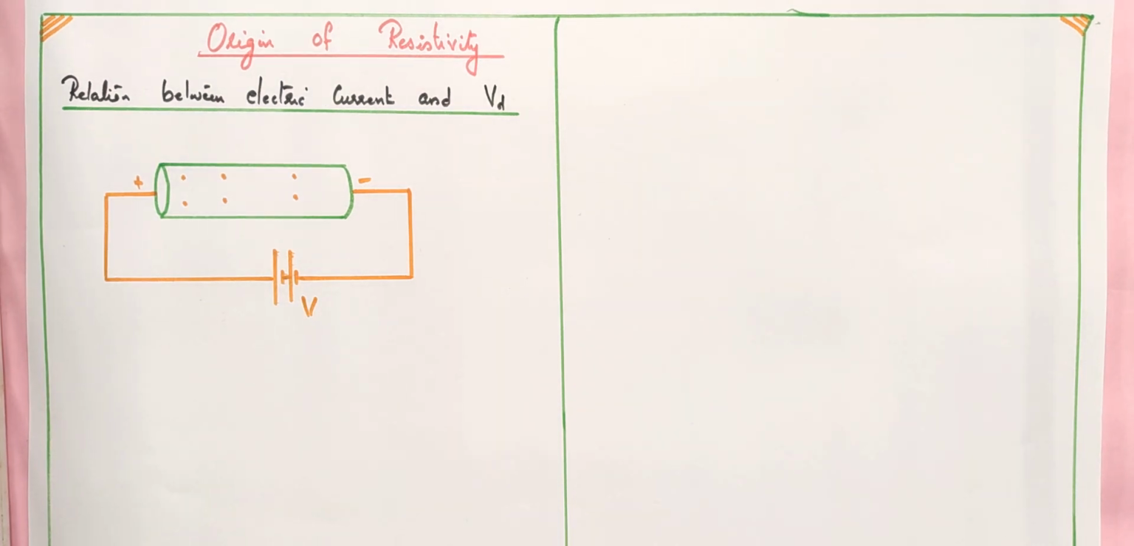Jai Hind, children. Today we are going to study the origin of resistivity. First, we can derive the relation between electric current and drift velocity. So, what is drift velocity? You know, it is the average velocity with which electrons are drifting inside a conductor opposite the electric field when an external potential difference or electric field is applied.